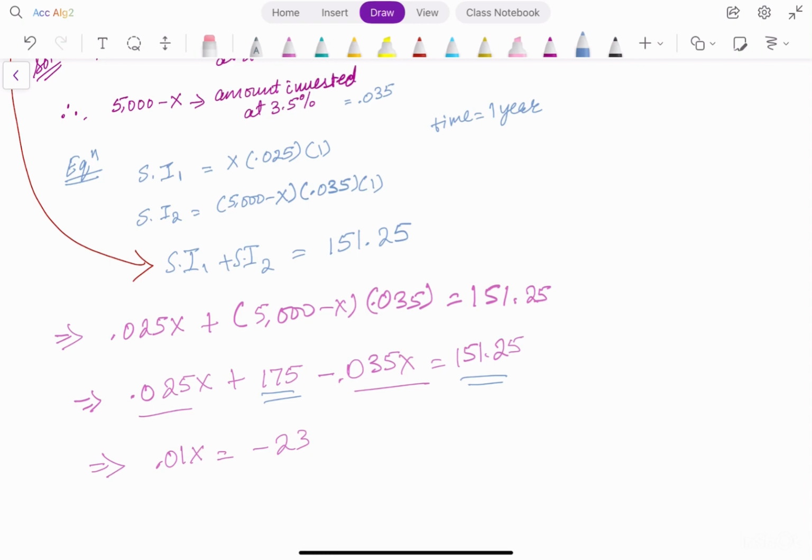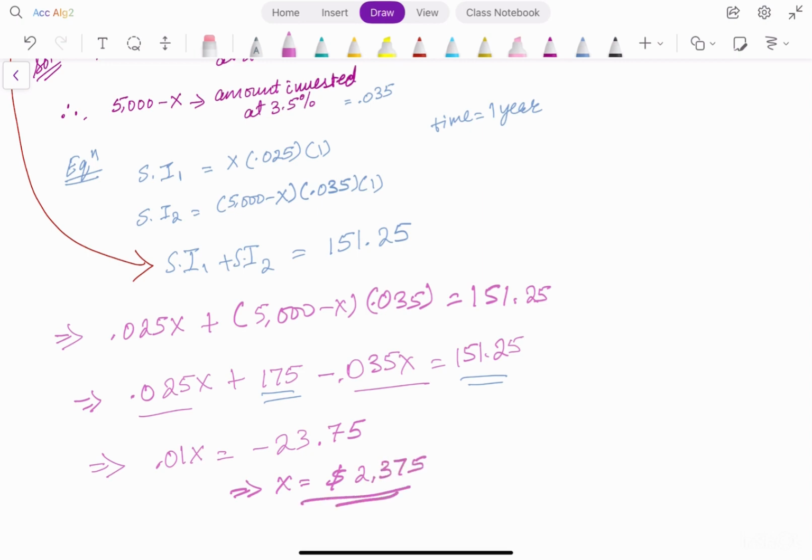And that will give you the value of x as, use your calculator, it is 2,375. So the value of x will be $2,375. So that is the first principal amount, the amount that you have invested at 2.5% rate of interest.